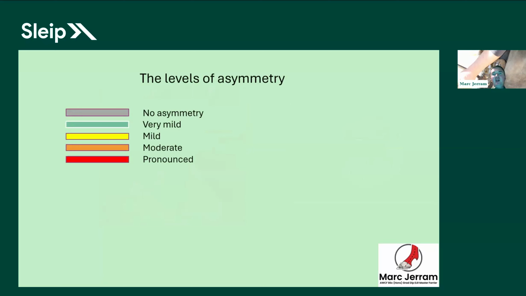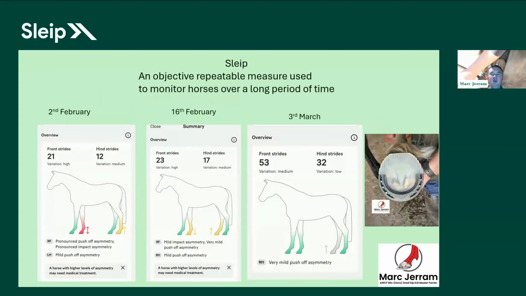And we have the levels of asymmetry on the output. So this can vary. We can go effectively from a 0 to 5 scale, where 0 is no asymmetry, then we have very mild, mild, moderate, and pronounced. So depending on the severity, that will affect what we do going forwards. And this is the output that comes once the data's been processed.